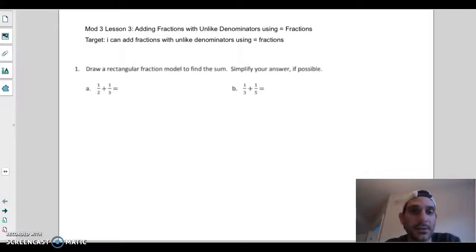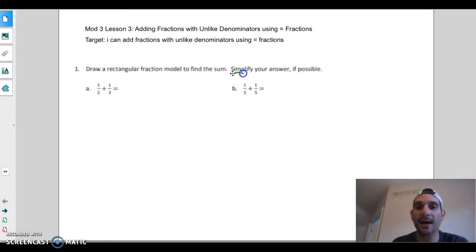Okay, guys, we're on lesson 3 now. Adding fractions with unlike denominators. But for this right now, we're going to draw some models. We're going to draw some models so you get the visual, and then eventually we won't be doing that. And then we're going to do this thing called simplify.